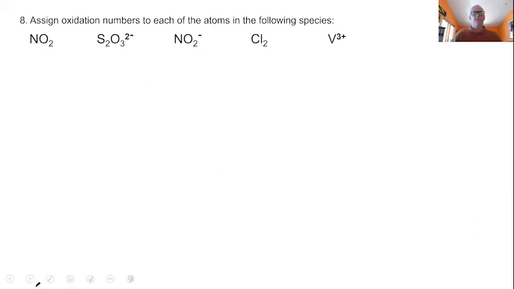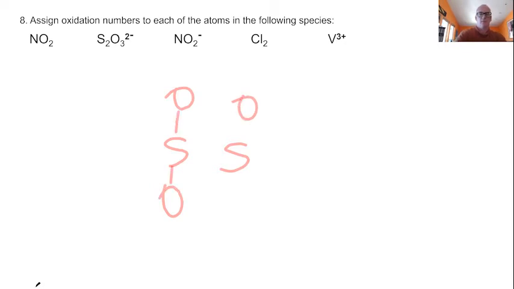All right. So everyone remembers how to do oxidation numbers, hopefully. We need a little review on this one. Why don't we do one of them? Why don't we do S2O3? Is that how to do it? I don't know, it's been a while. I think that's it. Okay.